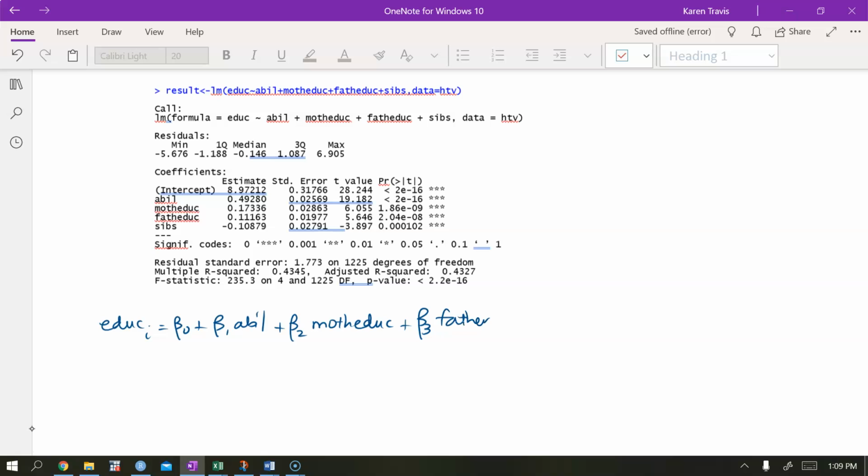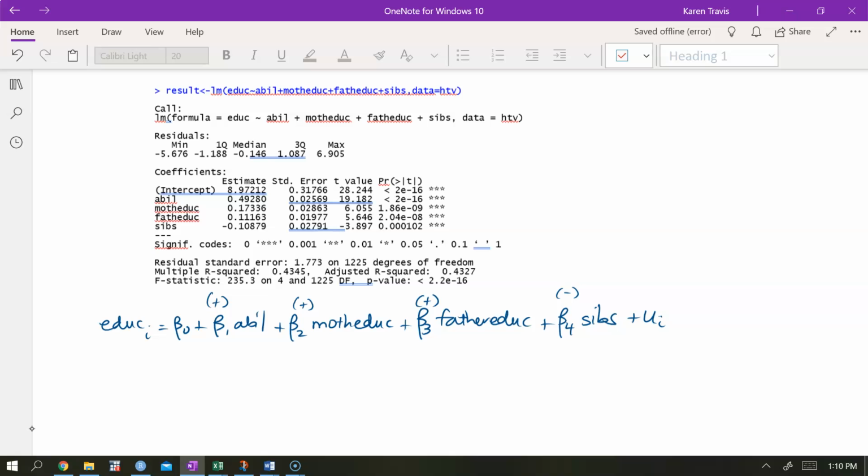and number of siblings, which is expected to be negative because if you have too many siblings, you can't pay as much attention to working with one child. Higher ability, higher education; higher mother's education, higher father's education, higher education. So those positive and negative signs indicate what I expect the effect to be.